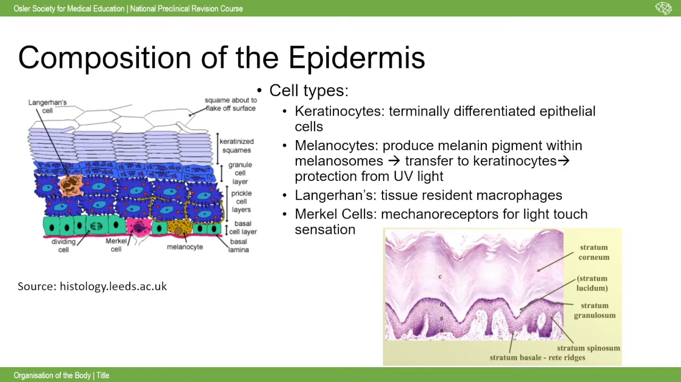And then we also have Langerhans cells. These are tissue-resident macrophages specific to the skin, and these are particularly present within the stratum spinosum. So you can see labeled there, that's our fourth layer down in the epidermis. That's where they're particularly present, although they're present within every layer. And then we have our Merkel cells. Those are mechanoreceptors. So they essentially receive information about light touch sensation and relay that to nerve cells.